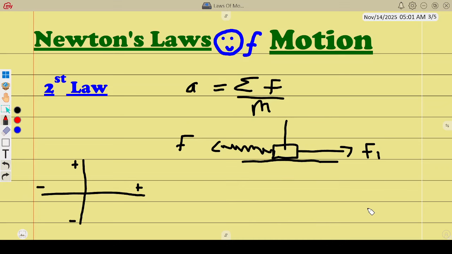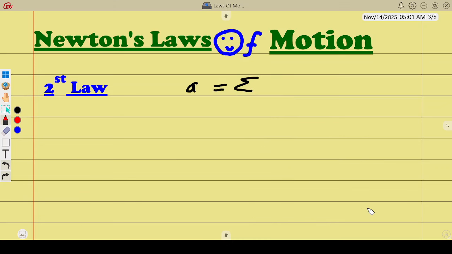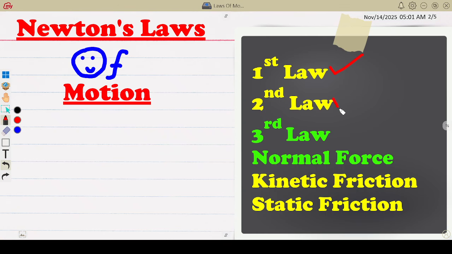So that was on Newton's second law of motion. Yeah, so at this point now, you are ready for the third law. So now things are getting more interesting. Let us go to the third law of motion.